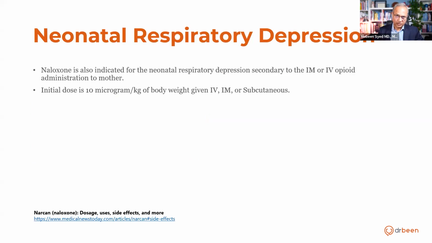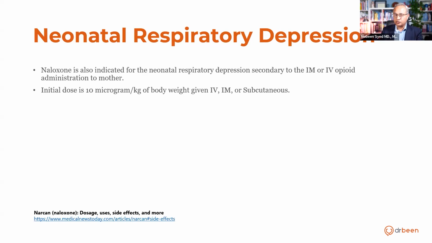Now, continuing, this is going to be the newer part of the discussion. Naloxone is also indicated for neonatal respiratory depression secondary to intramuscular or intravenous opioid administration to the mother. So the mother has the opioid, and from her, the opioids have gone to the neonate, the newborn. And let's say the newborn is in respiratory depression. In that case, naloxone is also used for that.